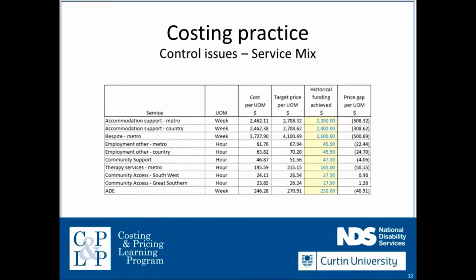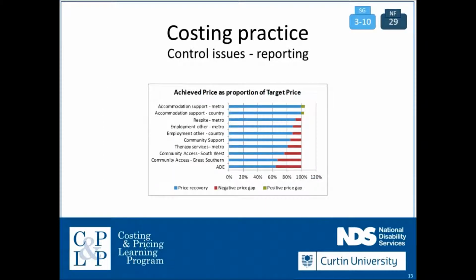Now the next element that might be important to think about is how some of these things might be reported to the board or senior staff. Clearly the board or senior staff would be very interested, I would have thought, in this kind of report, this service mix matrix that has been identified on this slide. However, board members and senior staff might also like to have the same type of information provided in different ways, so that it's a little bit more obvious and a little bit more condensed, if you like, in terms of what is positive or negative.